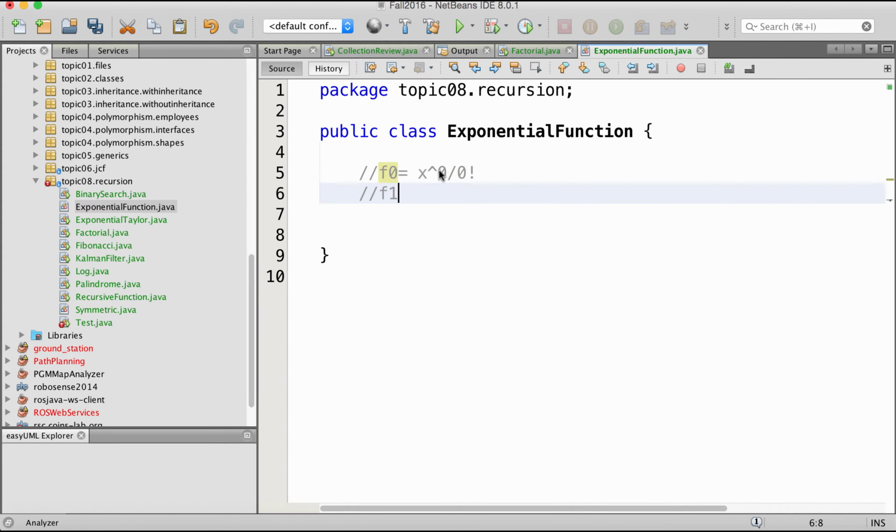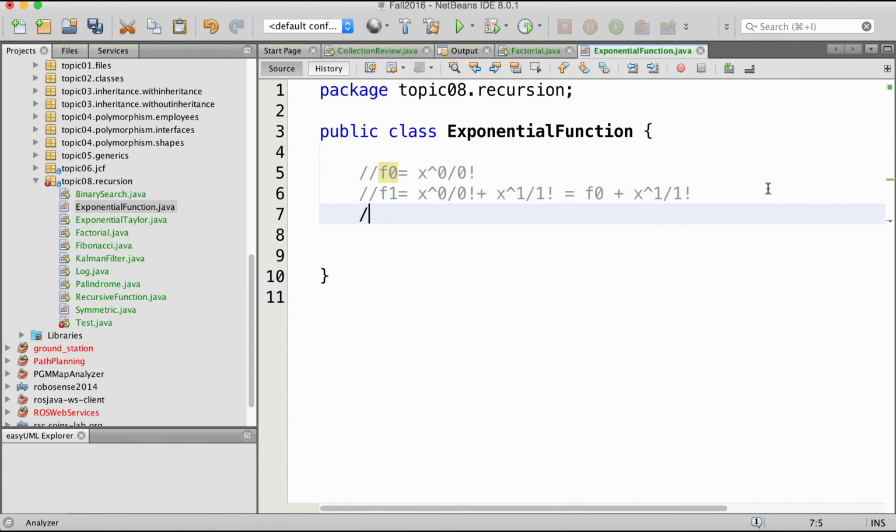So f(1) is equal to what? x^1 divided by 1 factorial. No, it's equal to this one, the sum. So we can write this is equal to f(0) plus this new one. Is that right or not? Is it not clear?